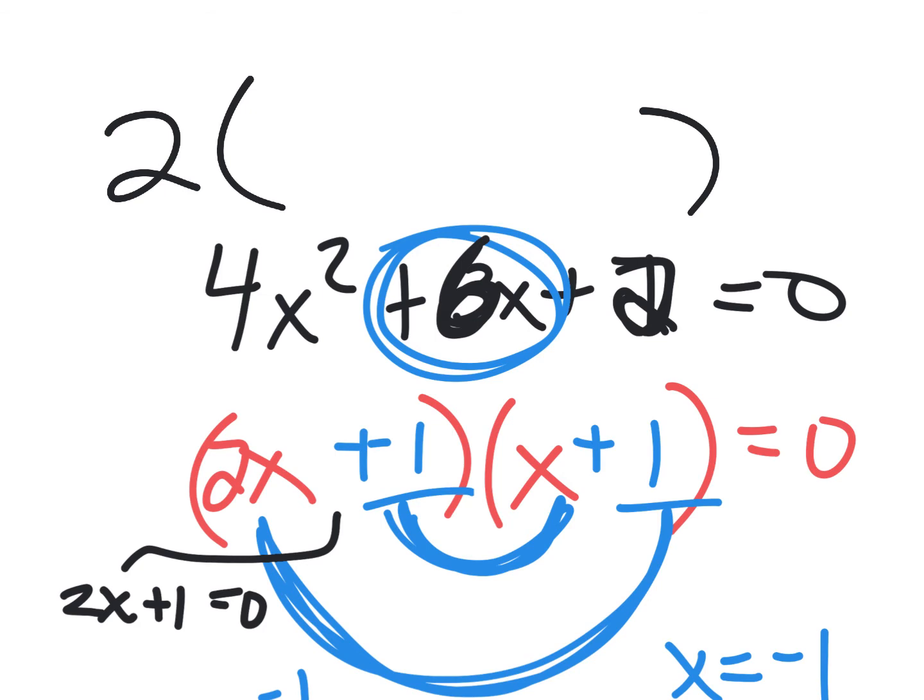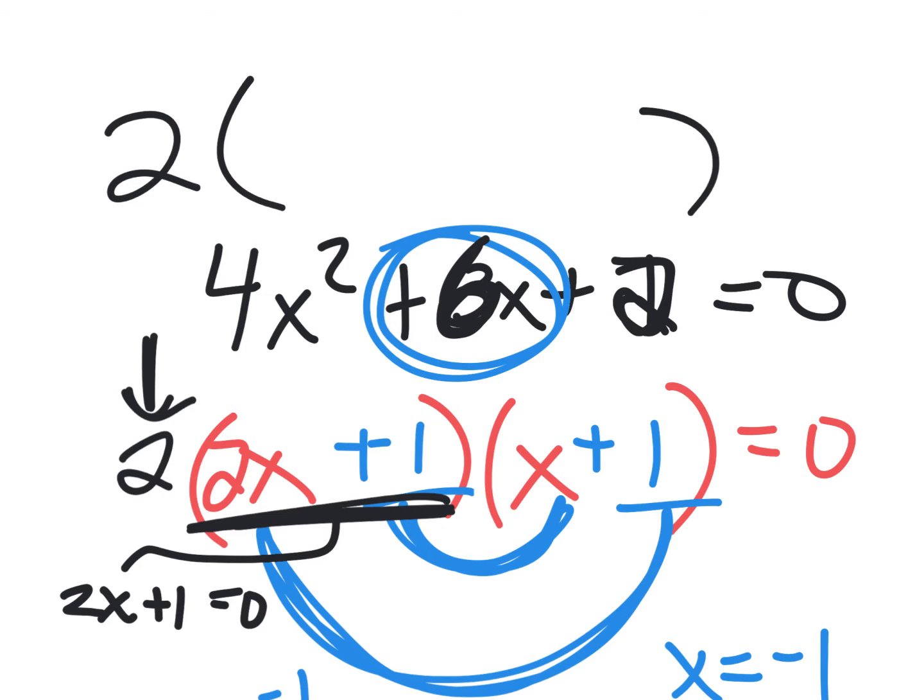A lot of people do get confused, though, that does this 2 that's on the outside then change the answers at all? No, it does not. It doesn't change the answers, okay? Why? Well, because if you make this equal to 0, 2 times the 0 is still 0. So that 2 out in the front, it really doesn't matter much.